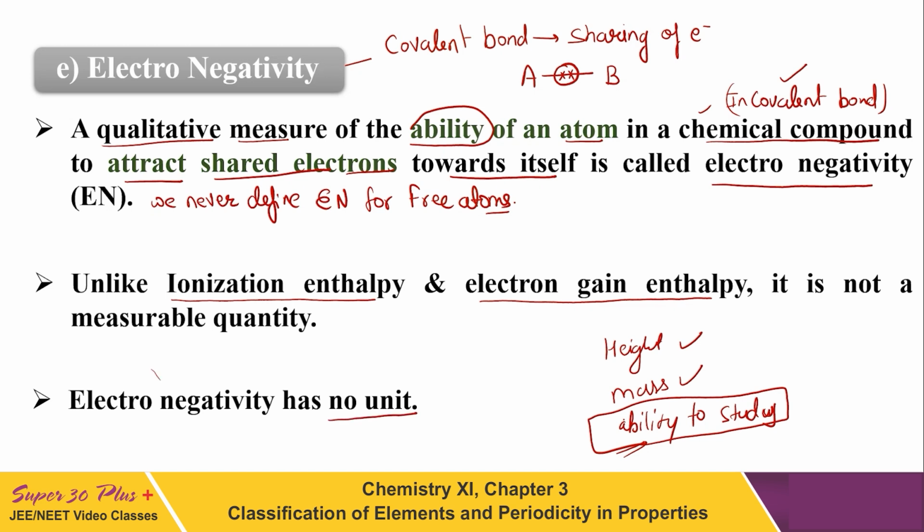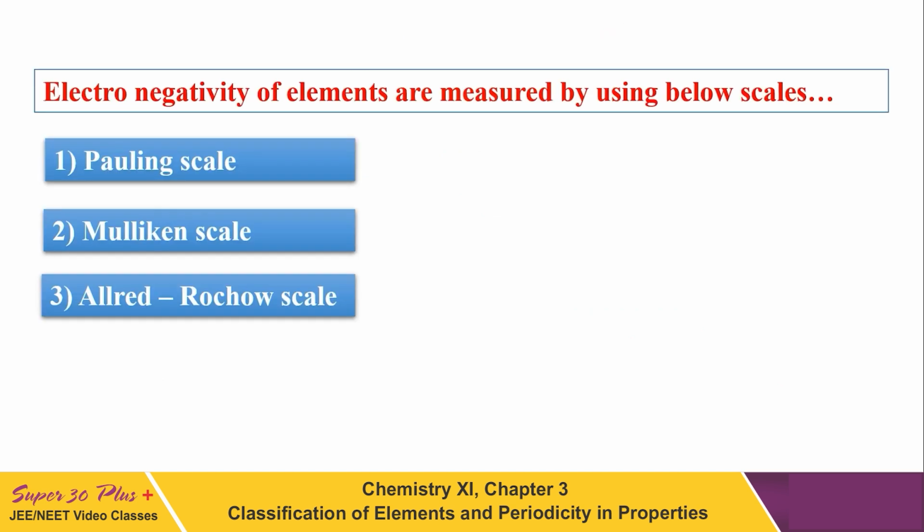This was a question in competitive entrance examinations a few times. Which of the following is unitless? Ionization enthalpy has a unit, electron gain enthalpy has a unit, but electronegativity has no unit. It is unitless, right? So how do we measure electronegativity? If it is not measurable, how would we be able to measure it?